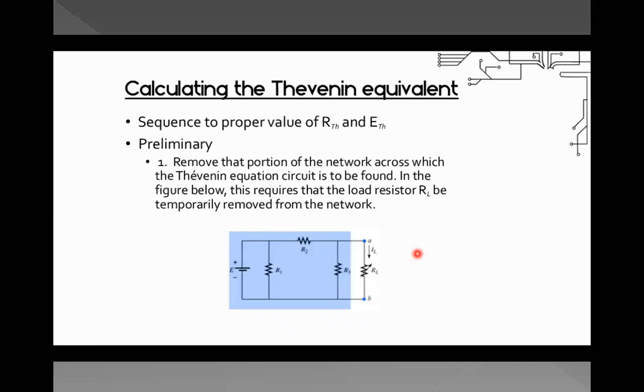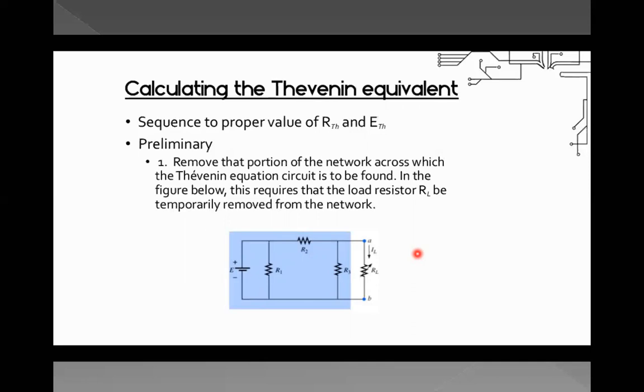How are the calculations done for the Thevenin's equivalent? We need the proper values of RTH and ETH. RTH is Thevenin's resistance or impedance, and ETH is Thevenin's voltage. We will hereafter abbreviate the equivalent voltage and equivalent resistance as ETH and ZTH or RTH.